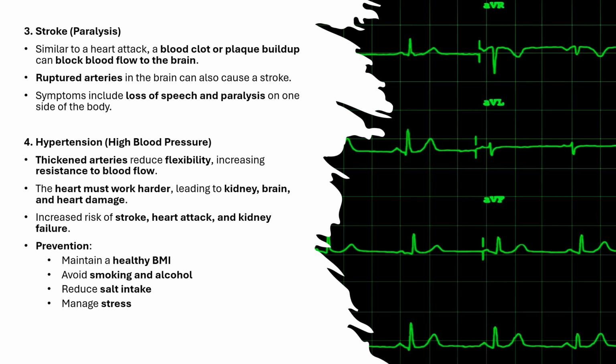This can also lead to kidney failures, brain damage, and even heart damage. So there's an increased risk of stroke, heart attack, and kidney failure for people who are having high blood pressure. So some of the very common ways to prevent high blood pressure is to maintain a healthy BMI and avoid smoking and alcohol, also reducing the salt intake and managing stress. So these things are really important in order to prevent high blood pressure.